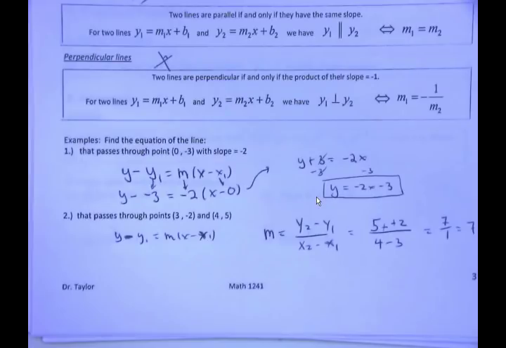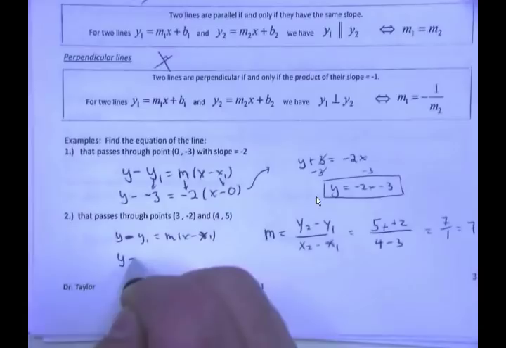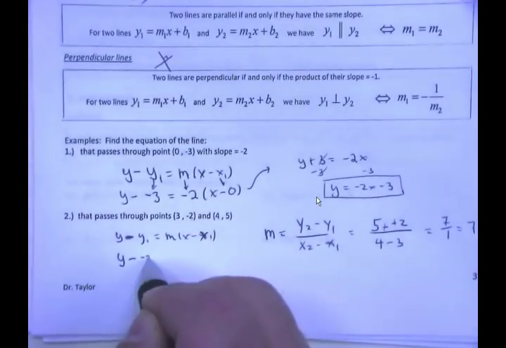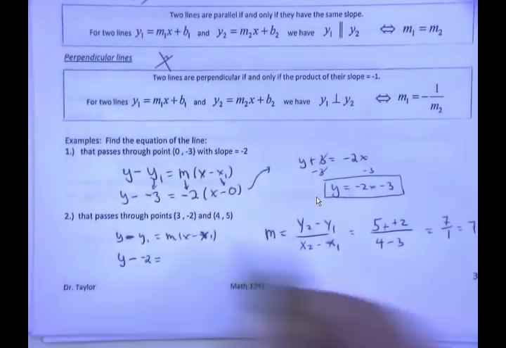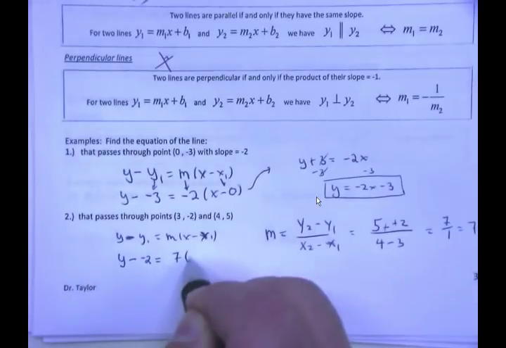So, be careful, take your time. Use the one that has smaller numbers. Don't hurt yourselves. All right, so y minus the y coordinate, negative 2, equals the slope, which is 7, times x minus the x coordinate, which is 3.